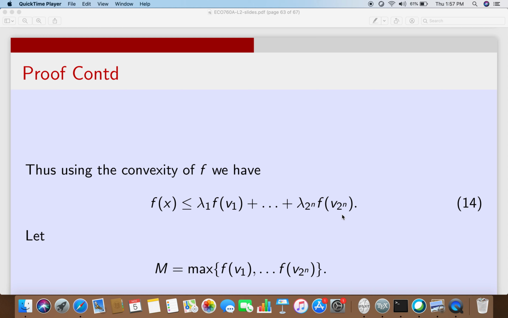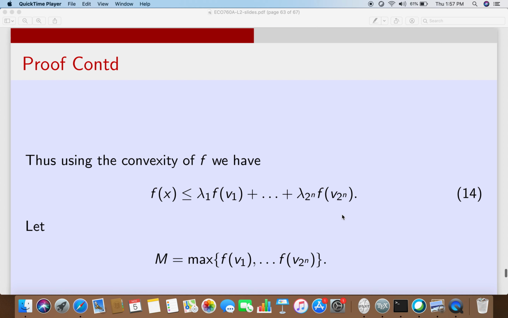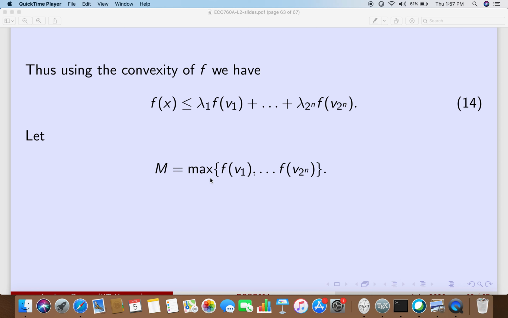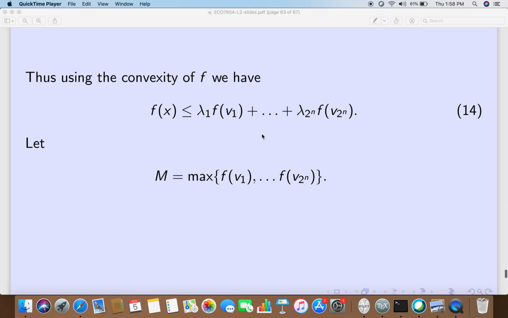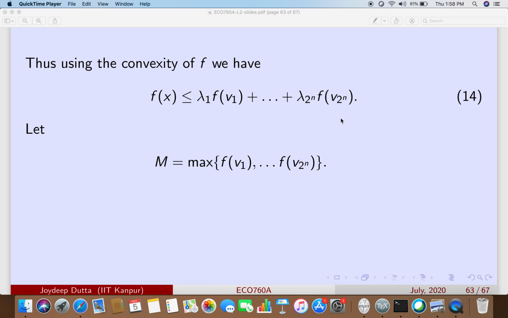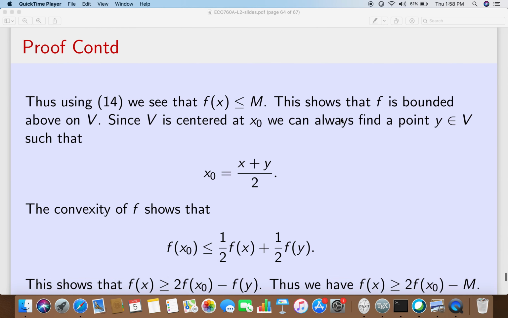Now when you line up these values of the function at the 2 to the n vertices, we have 2 to the power n numbers, and you just take the maximum value among them. Let that be m. Obviously there is at least one vertex where the maximum is achieved. Then from this expression, I know that f of x is less than or equal to m, because it will be lambda 1 m plus dot dot lambda 2 to the n m. Take the m outside the bracket, then the sum of all the lambdas is equal to 1, because that comes out of the convex combination.